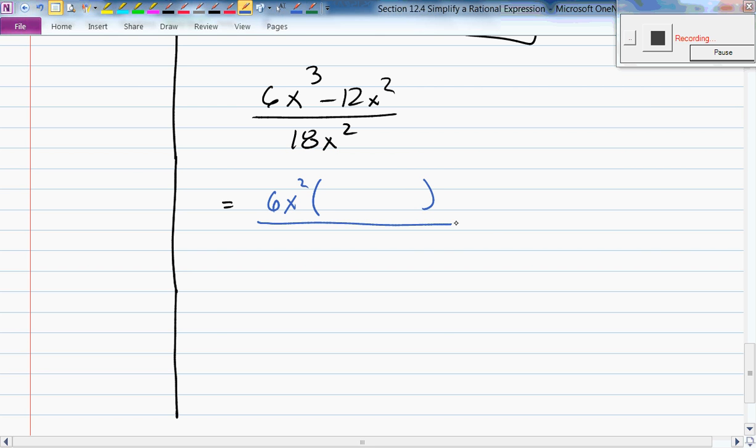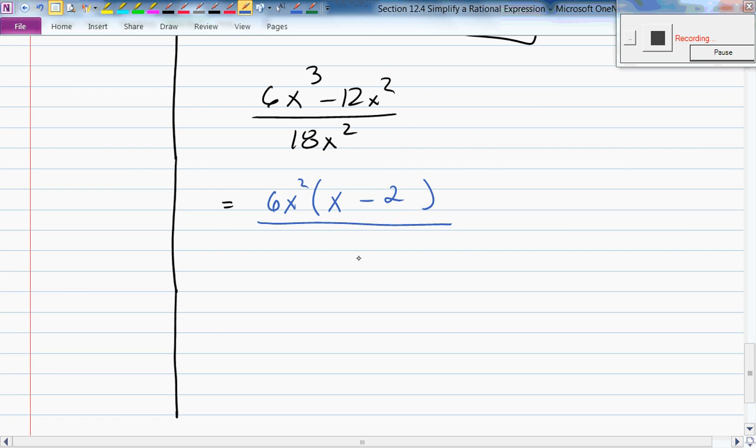What do I have left? x minus 2. Very good. Now it's been factored. Because 6x squared times x is 6x to the third, and 6x squared times negative 2 is a negative 12x squared. Very good, Molly. All right, next.